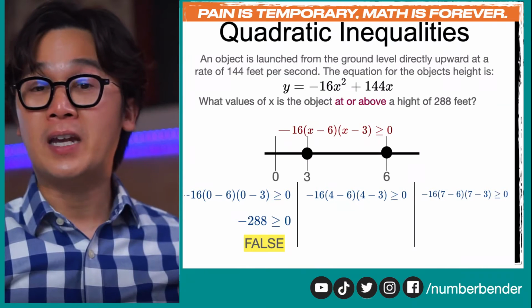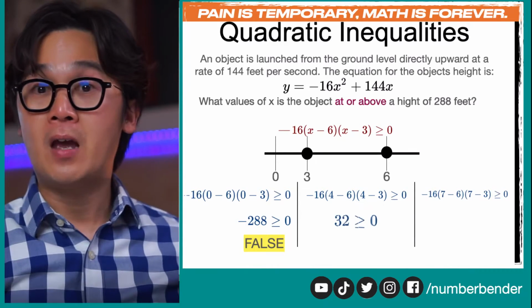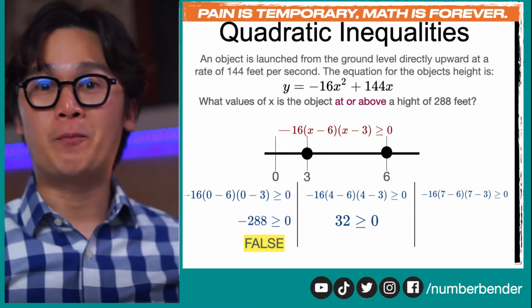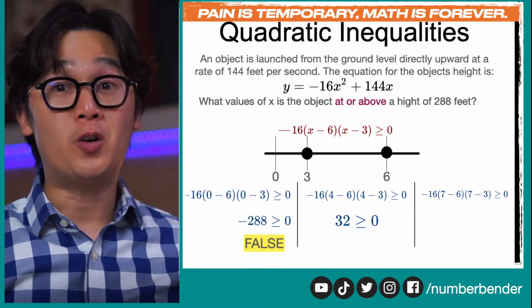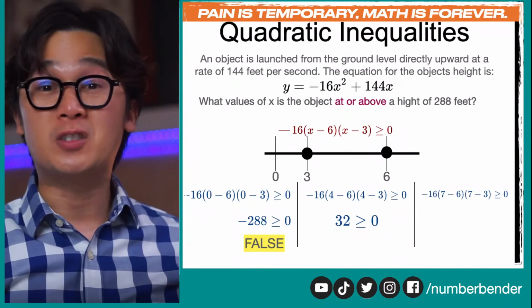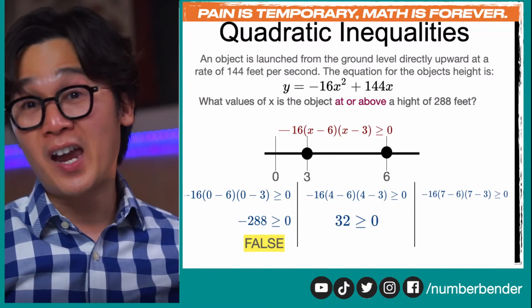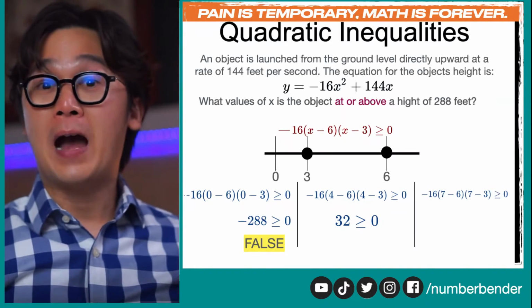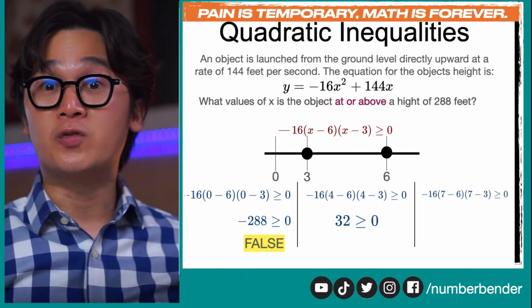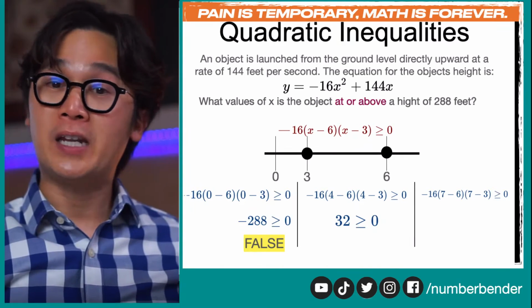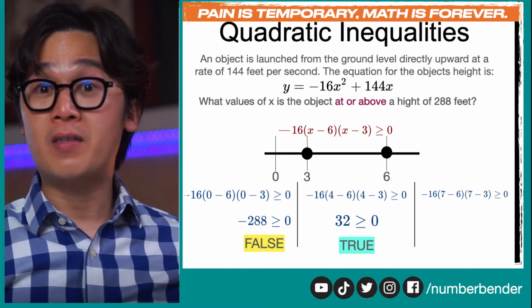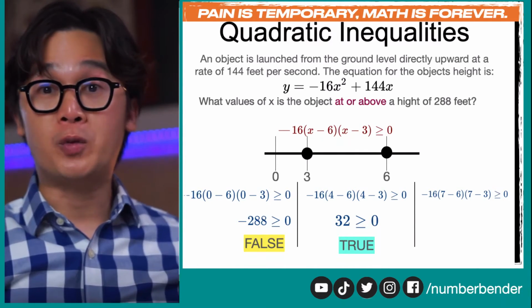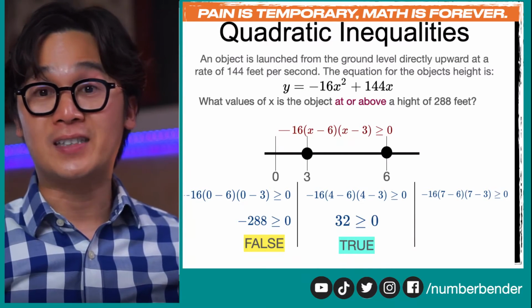Now in between 3 and 6, I will use 4 in this particular problem. In between 3 and 6, it could be 4, or 5, or if you want, you can use 3.1 or 5.9, as long as it's not 3 and 6. In this case, our answer is 32 when x is equal to 4. This is a true statement because we know that 32 is greater than 0. So our solution is true in between 3 and 6, including 3 and 6.